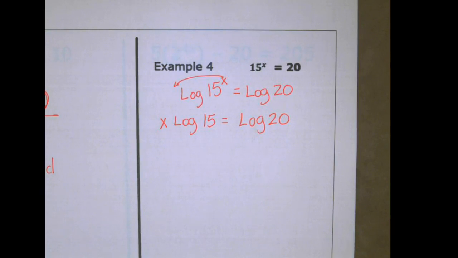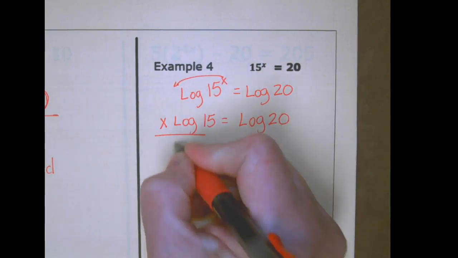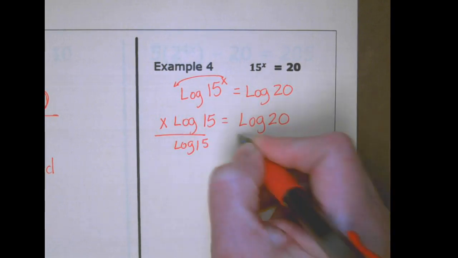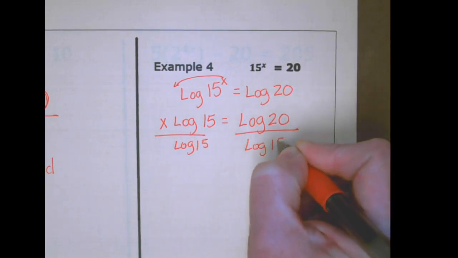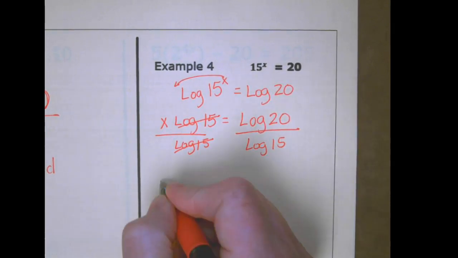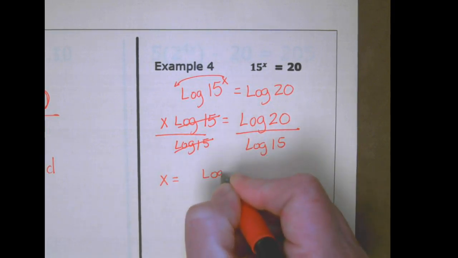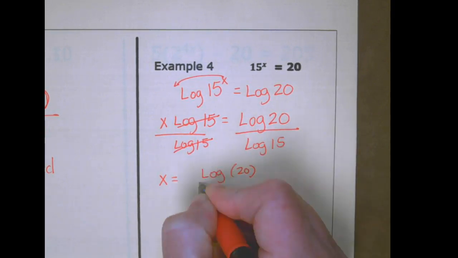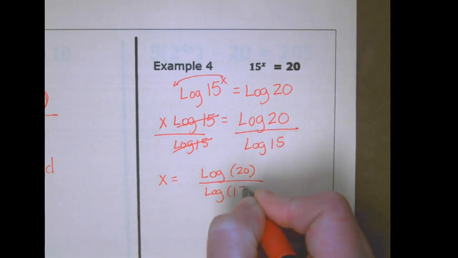Now what you need to know about the log and the 15 is they are glued together. They are glued together with log glue, and log glue is even stronger than adding glue. And they cannot come apart. The log and the 15 are stuck together. And so I need to cancel them out together. So x is equal to log of 20 divided by log of 15.